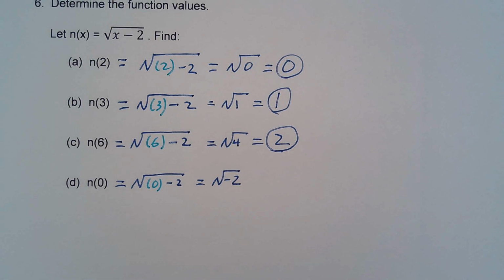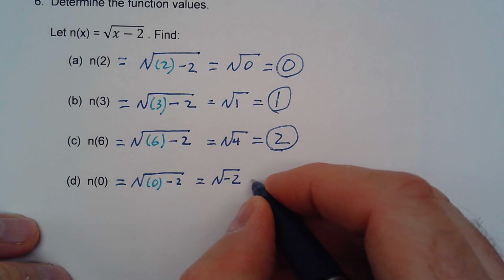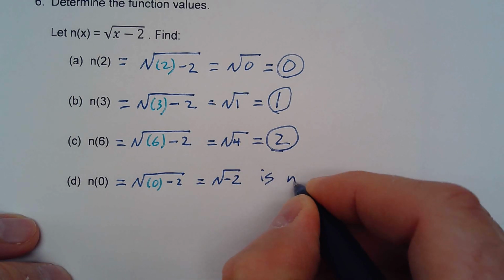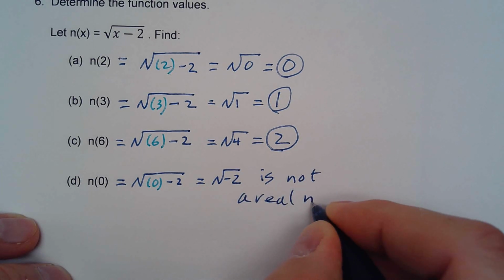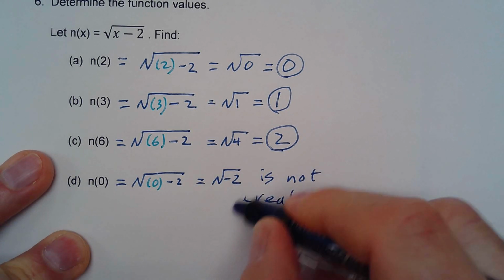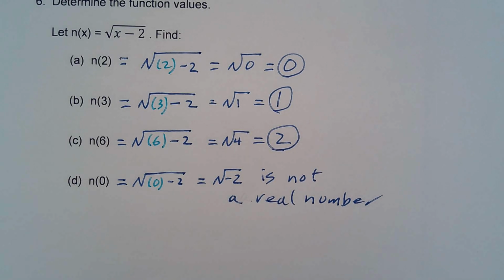Now, square root of -2, that is not a real number. So this is not a real number. We will see later in the course this would be an imaginary number. We'll have to write it in terms of i, but we're not there yet.